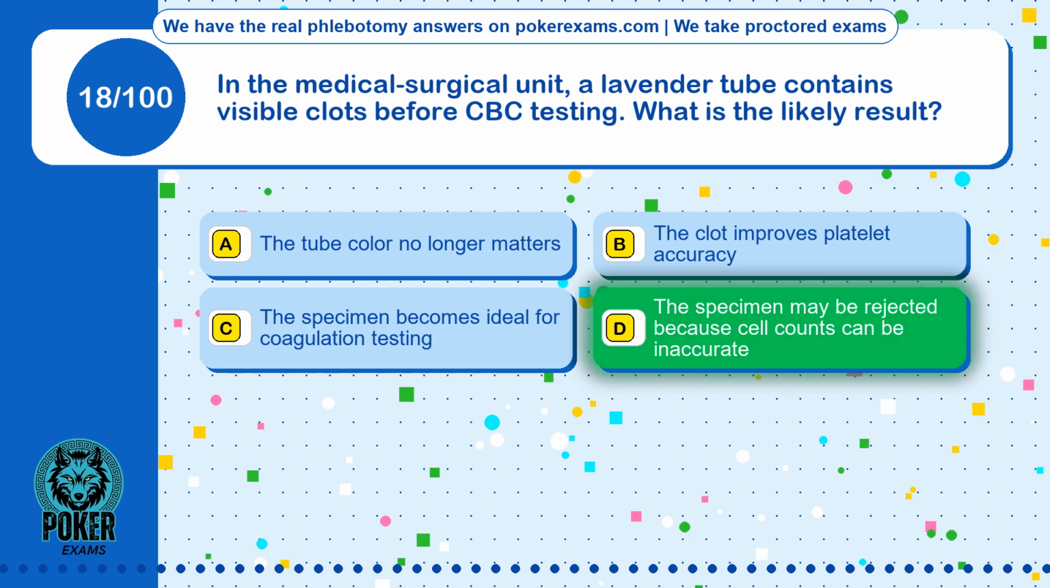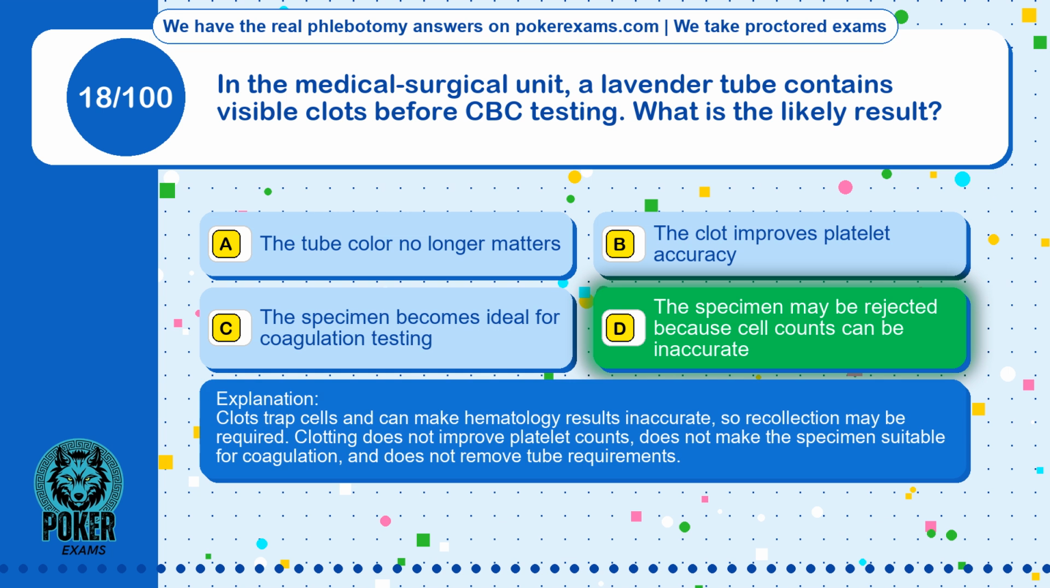The correct answer is option D. The specimen may be rejected because cell counts can be inaccurate. Clots trap cells and can make hematology results inaccurate, so recollection may be required. Clotting does not improve platelet counts, does not make the specimen suitable for coagulation, and does not remove tube requirements.